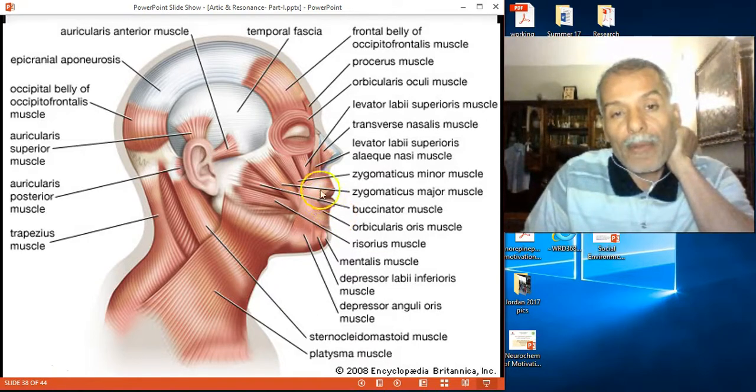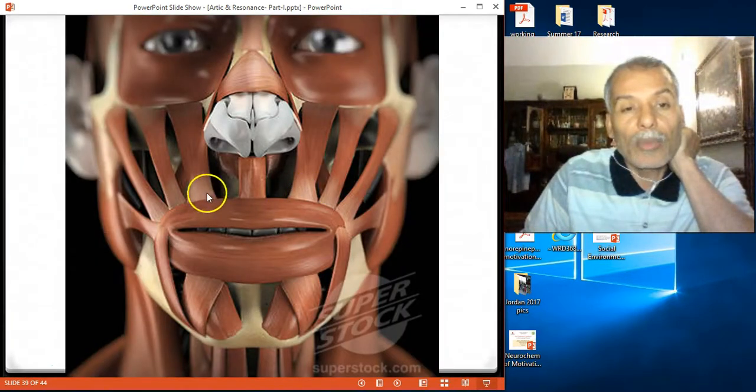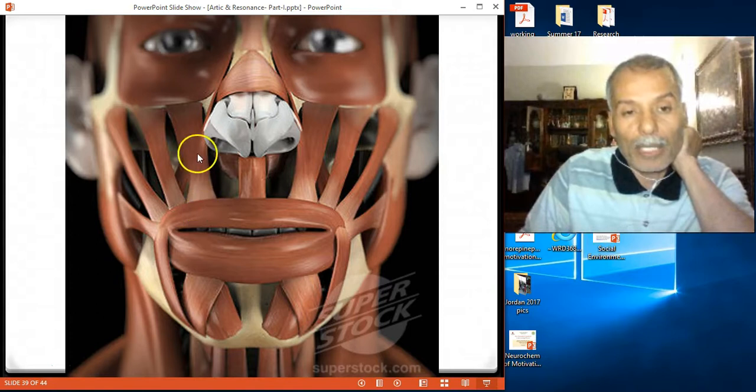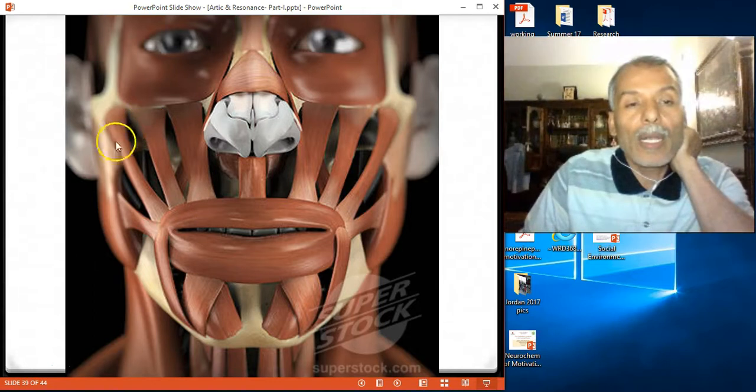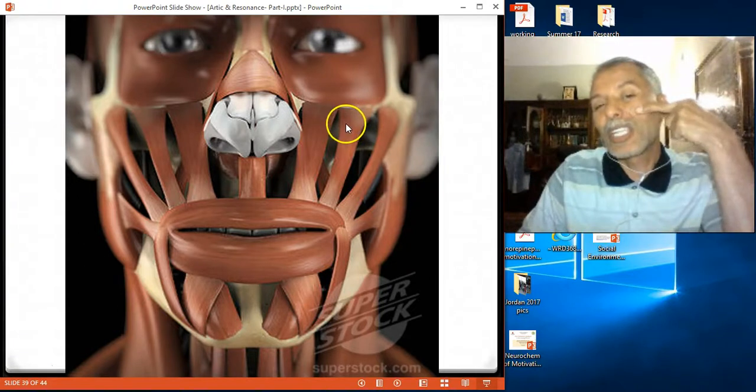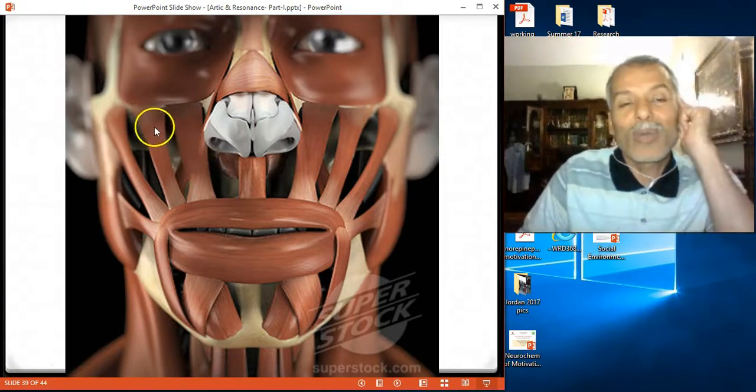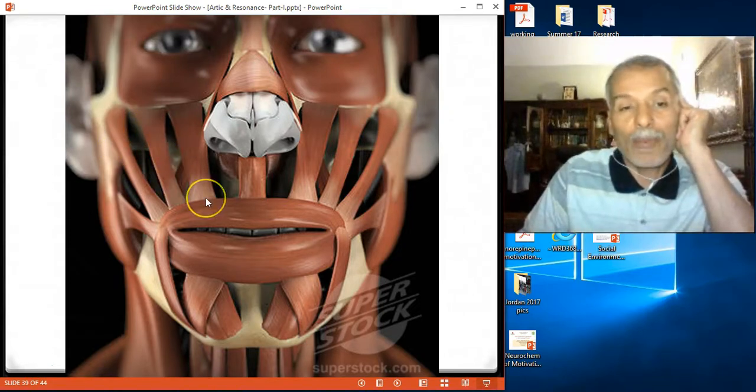And then we have this muscle, the levator labii superioris muscle. It elevates the lip here, like this one here. It elevates the lips up, like to express disgust. And there are two muscles. They come from the zygomatic or the cheekbone. These are called the zygomaticus major and zygomaticus minor.